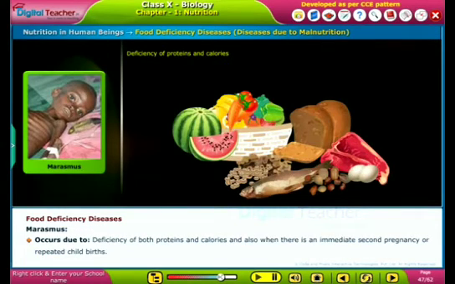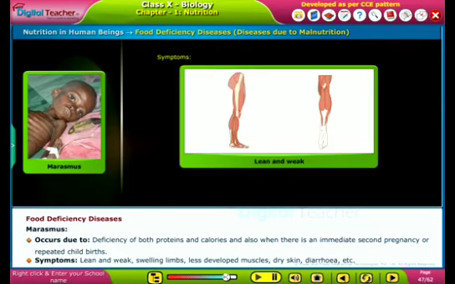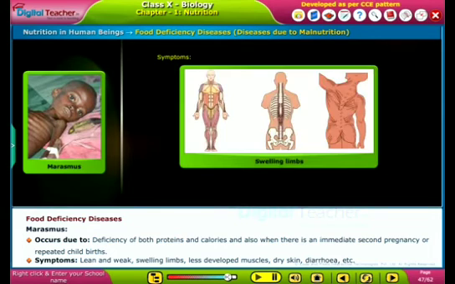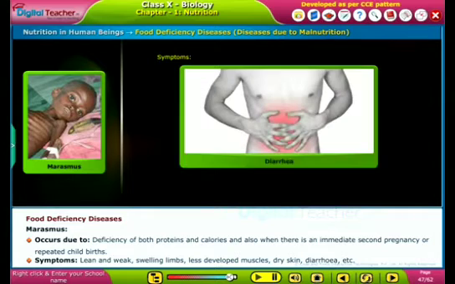Marasmus occurs due to deficiency of both proteins and calories, and also when there is an immediate second pregnancy or repeated childbirths. Symptoms: lean and weak, swelling limbs, less developed muscles, dry skin, diarrhea, etc.